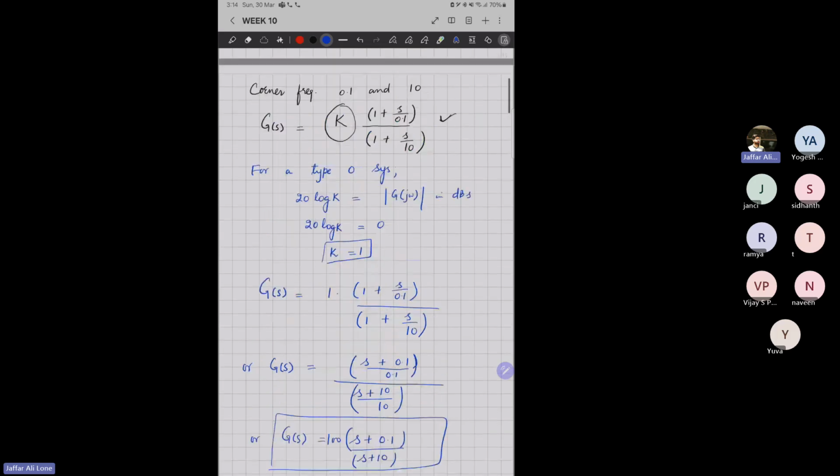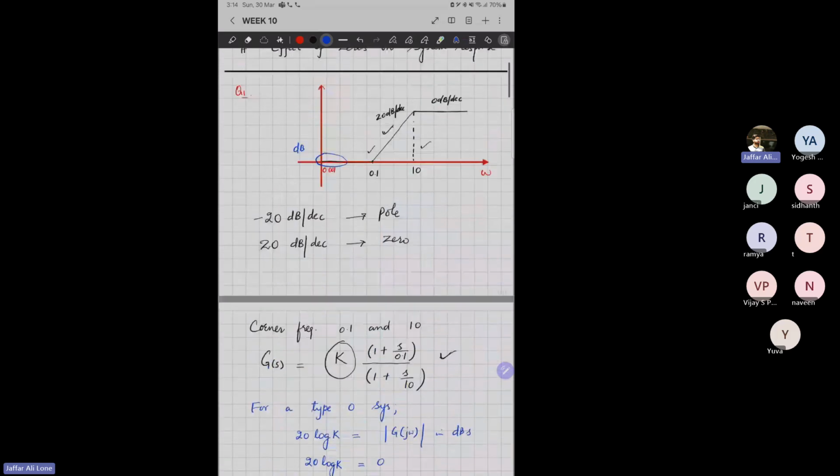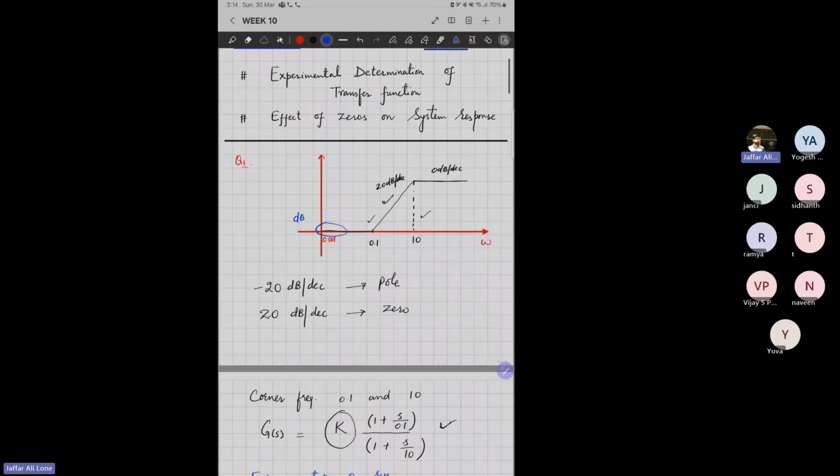Some people have joined late, so I'll again explain this question, then we'll move to other questions. We have this question, we have this Bode plot given. In this week, you are asked questions about the experimental determination of transfer functions. For example, if you're given a black box and you don't know anything about it, how would you identify that system? This process is called system identification. So how would you identify that? Then this method comes to the rescue.